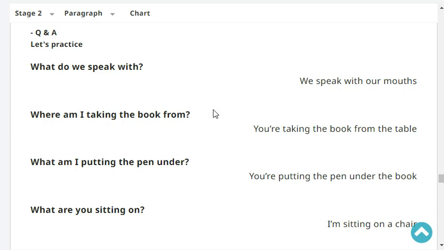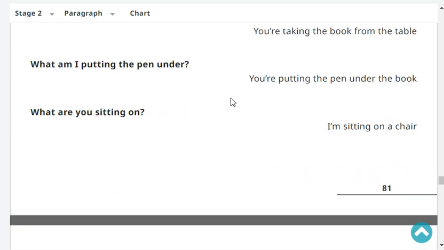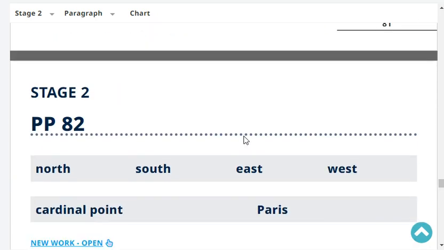What am I putting the pen under? You're putting the pen under the book. One more. You're putting the pen under the book. Very good. Okay, what are you sitting on? I'm sitting on a chair. On a chair.